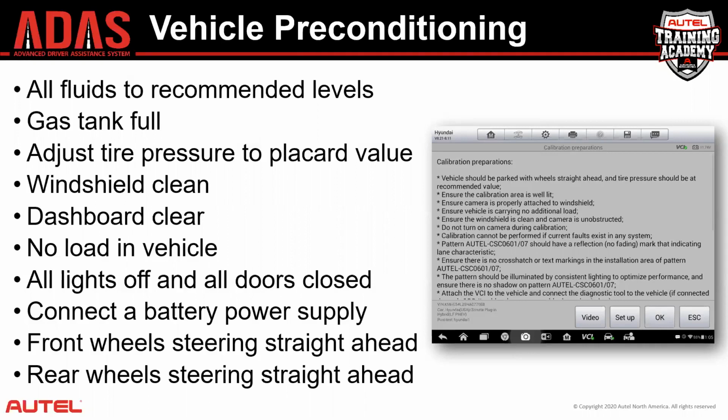Adjusting tire pressure to placard value. This means adjusting it to placard value, not to the air pressure that the customer likes to run in their tires or the air pressure that you think is best. Again, adjusting to placard value ensures whatever module we're calibrating that the vehicle is sitting properly. We're trying to duplicate the way the vehicle was sitting at the end of the assembly line when it was calibrated before being delivered to the new vehicle dealer for sale.